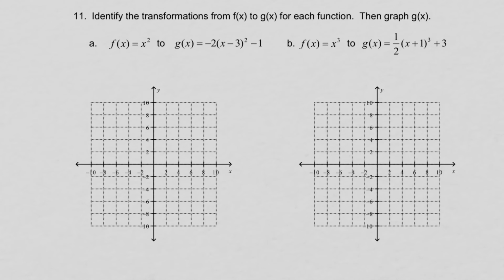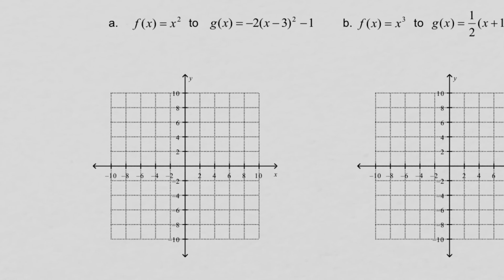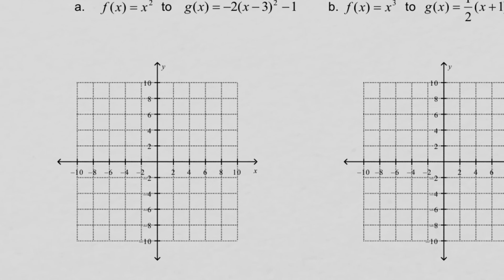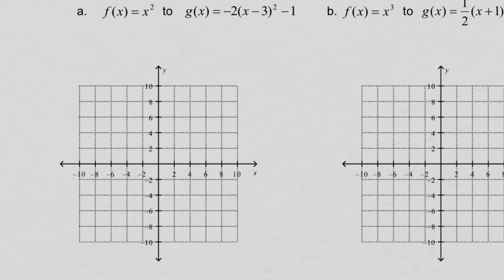11. Identify the transformations from f of x to g of x for each function, then graph g of x. Alright, this is old, right, from the beginning of the year, but it's always helpful to review. F of x equals x squared, and then g of x is negative 2 times x minus 3 squared minus 1. So they're telling us, here's the parent function, here's the transform function, graph them both. A couple of things you have to remember from this section, which was way back at the beginning of the year. First is you got to be able to identify B, H, A, and K.